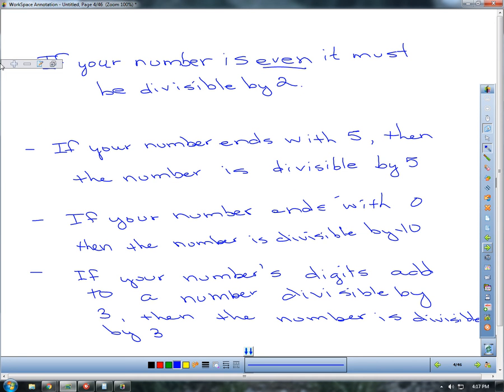Here's a list of rules if you're making your own factoring tree. If your number is even, it has to be divisible by 2. If your number ends with a 5, you can always divide it by 5. If your number ends with 0, you can divide it by 10. And if your number's digits add to a number divisible by 3, then it is divisible by 3.